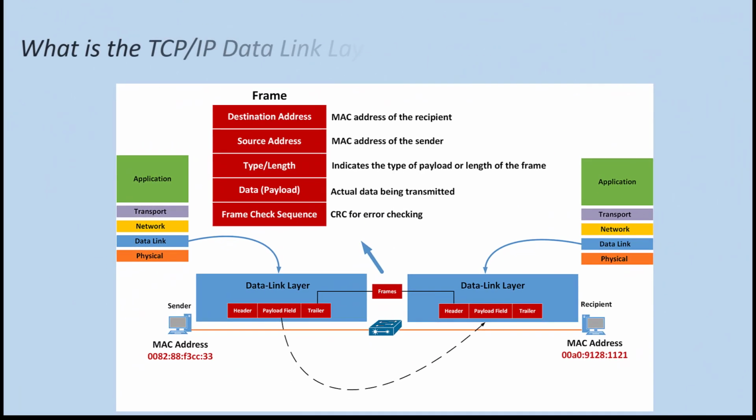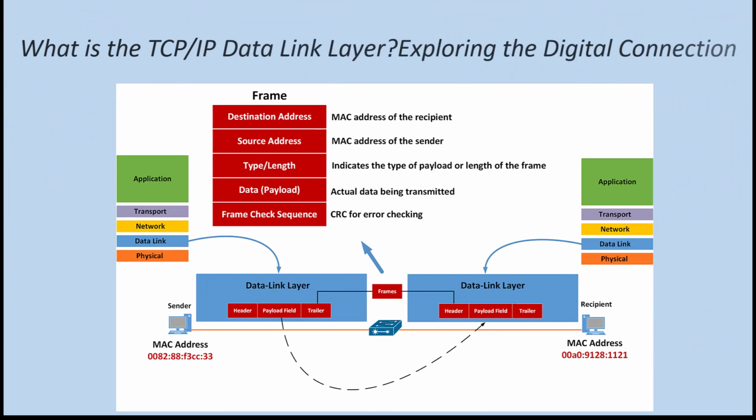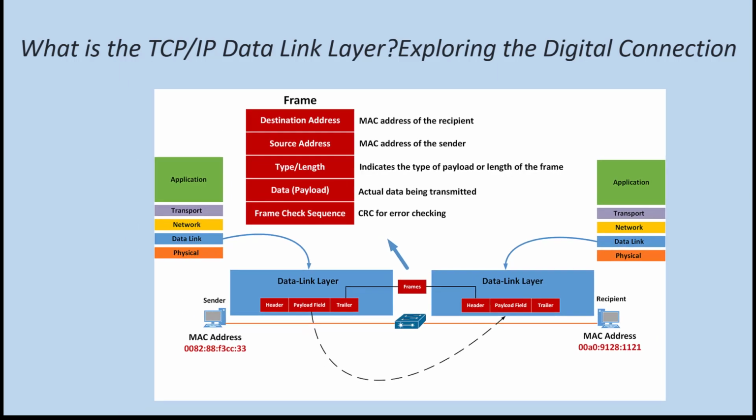What is the TCP/IP data link layer? The TCP/IP data link layer is like the trusted delivery service of the online world, making sure data travels safely through the internet. Let's break down its main jobs.